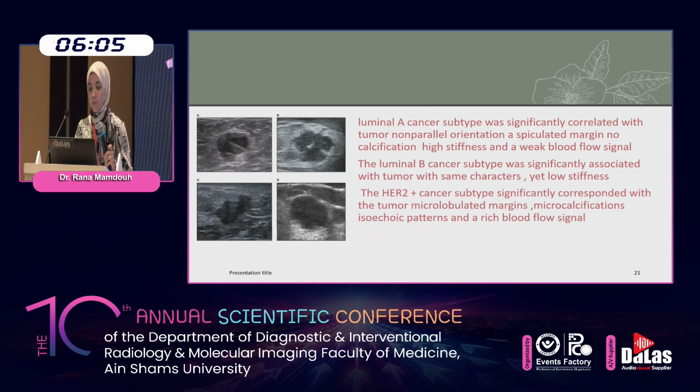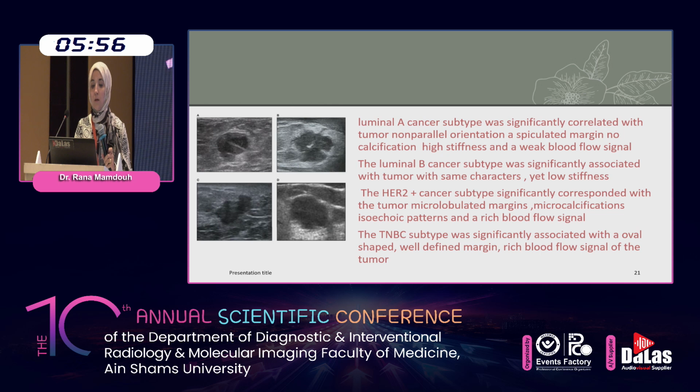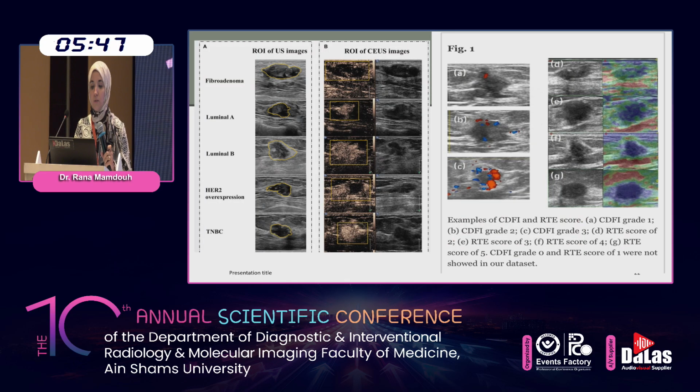HER2 subtypes significantly correspond to microlobulated margin, microcalcification, and isoechoic pattern with rich blood flow signal. And D is for triple negative breast cancer subtypes, which is associated with oval shape, well-defined margin and rich blood flow signal of the tumor.